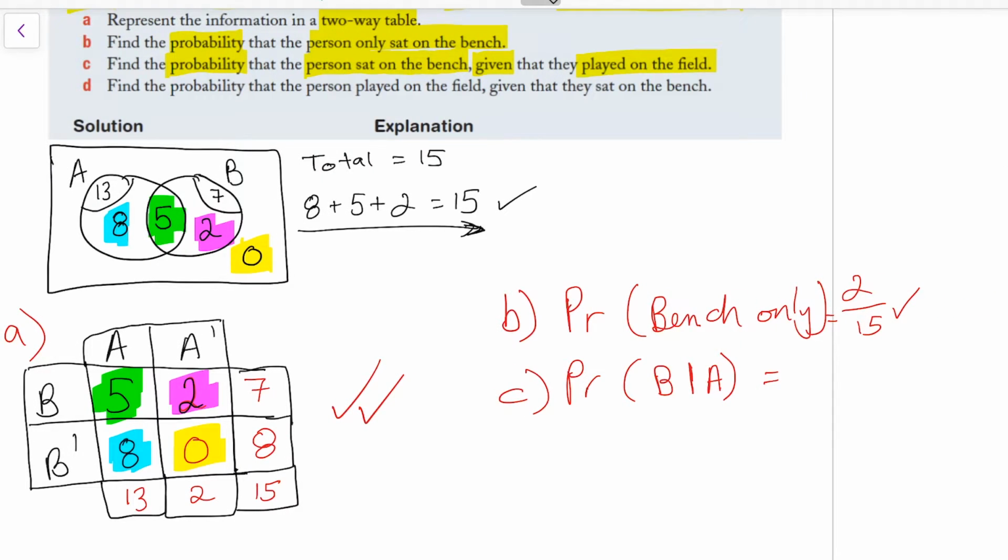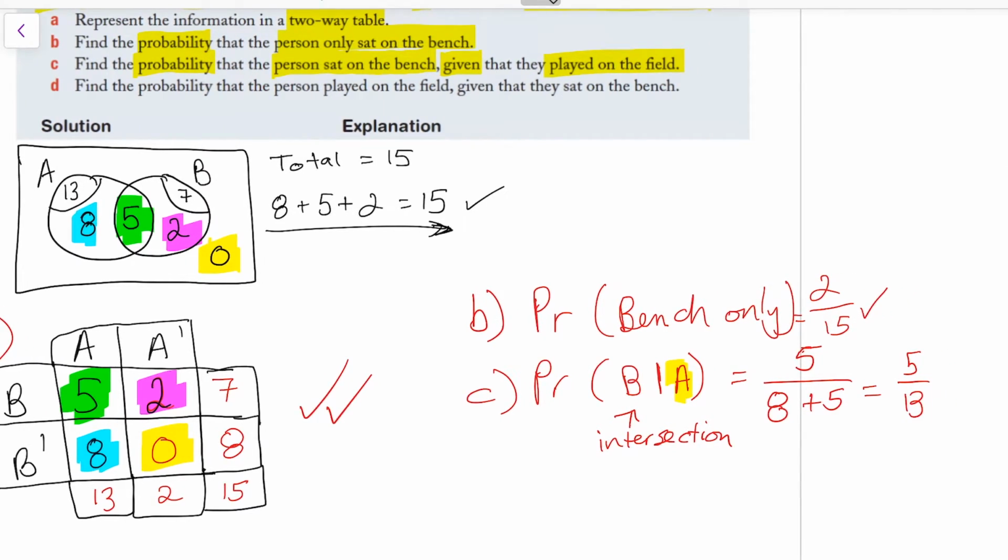All righty. Remember, look at that second letter. It's your A. So it's the 8 plus the 5. This one, look at your intersection. All right, the intersection number is 5. So we end up with 5 over 13. All right, hopefully getting the hang of this.